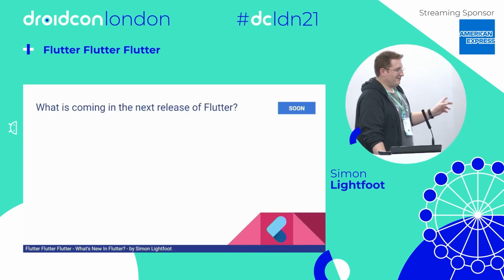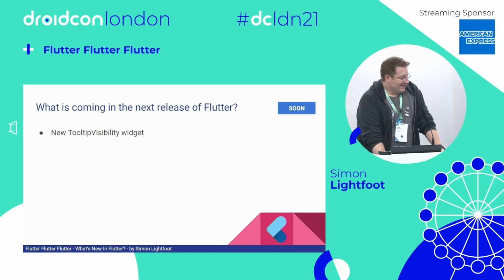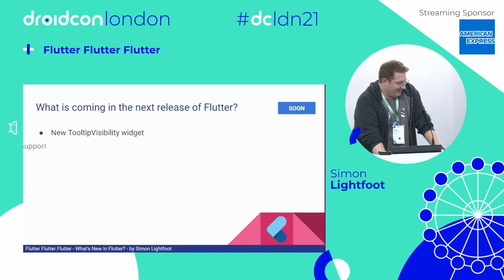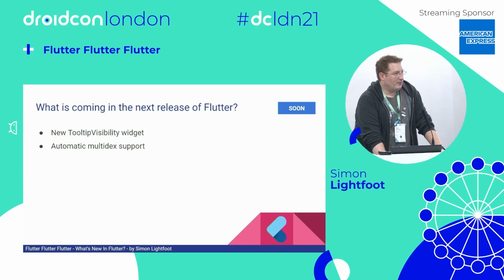So this is coming soon, TM, right? There's a new tooltip visibility widget, nice and handy. Automatic multidex support. So I've been an advocate for this for a while because as soon as you start adding some of the native libraries and plugins, you hit that multidex limit. And it's really annoying, especially for people that don't come from an Android background, to have to deal with that. So that's coming in.